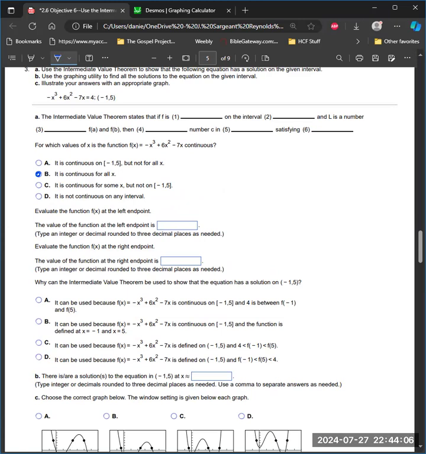Now let's go ahead and stick in the left endpoint of -1. So that's going to be -1 cubed is -1, minus 1 plus 6 plus 7 is 14. Right endpoint of 5 is -125, plus 6 times 25 is going to be 250, minus 35. So this is going to be 125 minus 35, which is 90.